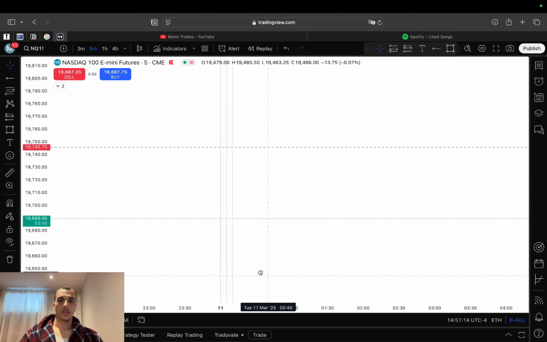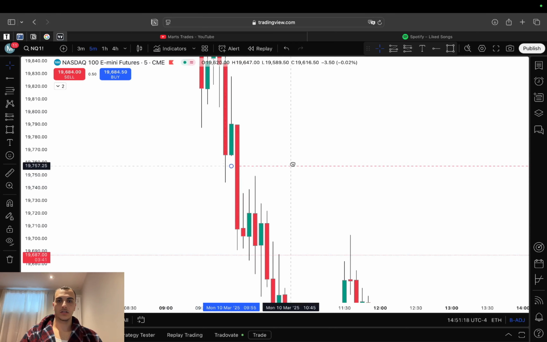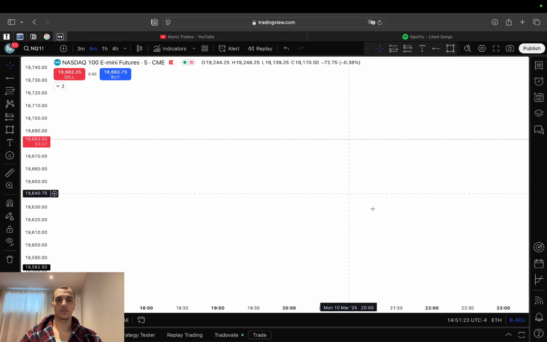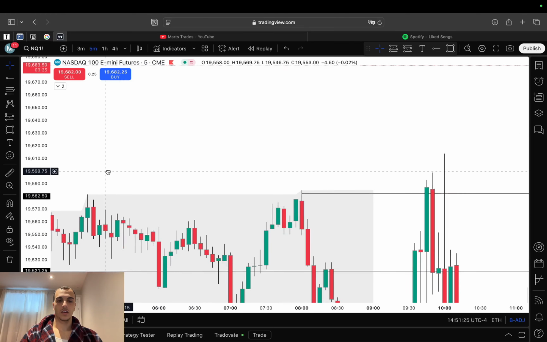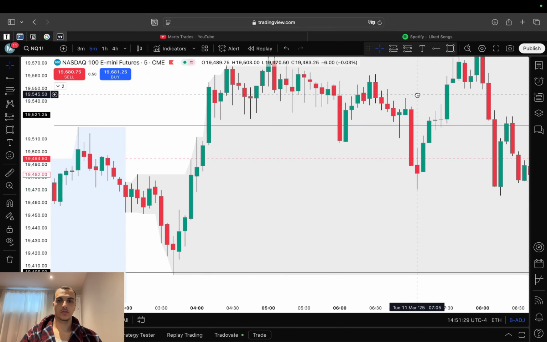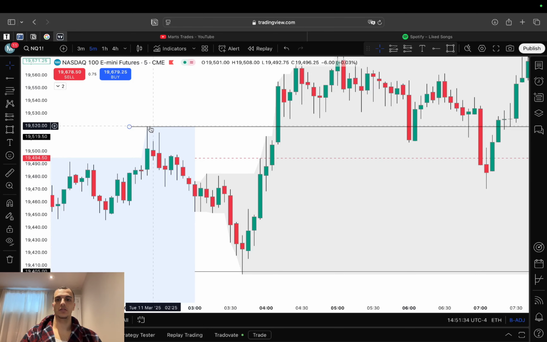What we do, we adjust them, so this gets adjusted right there. There's a mini wick, but it still counts. We adjust it. This is right there. This is good. If you want to adjust the sessions, you can adjust them.